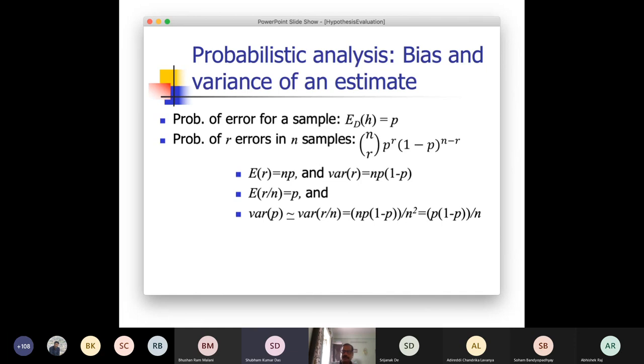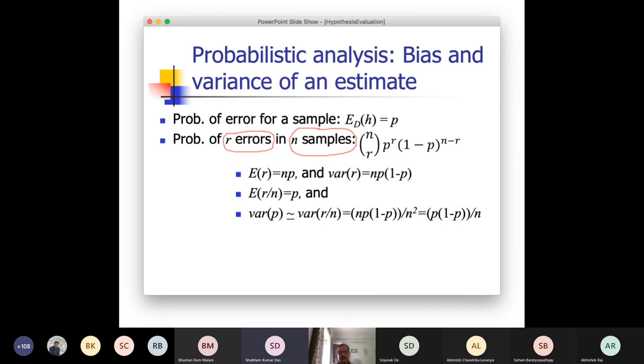What is r by n, sir? R is already defined. It is the number of times you find an error has occurred, that a sample is erroneous. That means the hypothesis and target function do not agree. Your predicted labels are erroneous. And here n is the size of your data set on which you are testing.